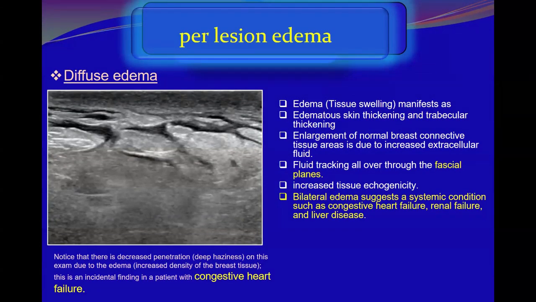Here we have diffuse edema in a case of congestive cardiac failure, evident by swollen hyperechoic tissue. Look at the tissue, how it is swollen and how it is hyperechoic. Also, the network of fascial plane fluid, you see, evident as hypoechoic or anechoic linear and curvilinear lines digitating and forming a network. Generally, bilateral diffuse breast edema is seen in systemic conditions like heart failure, renal failure, liver disease, and so forth.